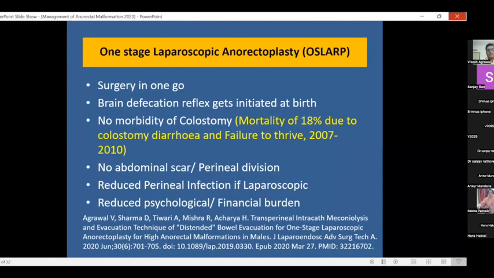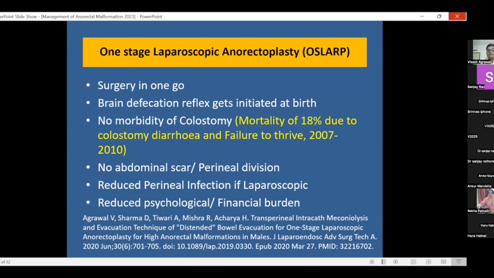So the advantage of one stage anorectoplasty, we all know that surgery is in one go, and the biggest advantage is the brain defecation reflex, which gets initiated right at birth. And there is no morbidity of colostomy. As I mentioned, mortality of 18% was not colostomy mortality inside hospital. After the patient has gone home, a lot of colostomy diarrhea is there, and the patient fails to thrive.